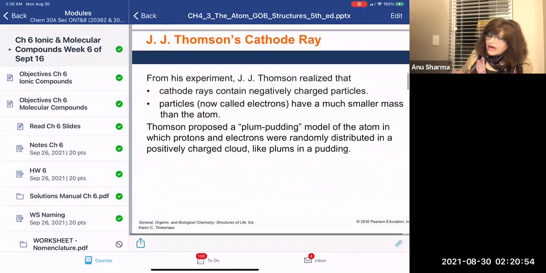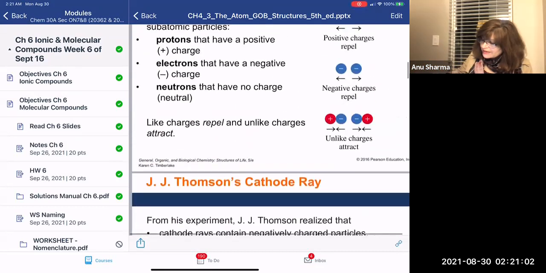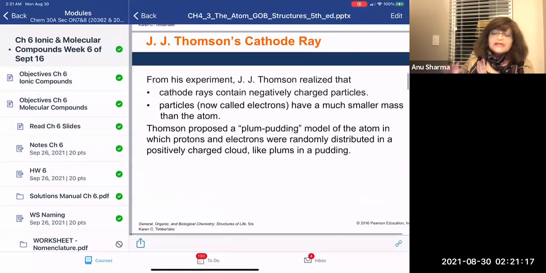Now we talked already about the charges. Here, how were these charges discovered? How do we know that there is a positive charge and a negative charge? We also know that anytime positive charges come close together there is repulsion, and anytime negative charges come close together there is repulsion. But anytime there is a positive and a negative charge, there is attraction.